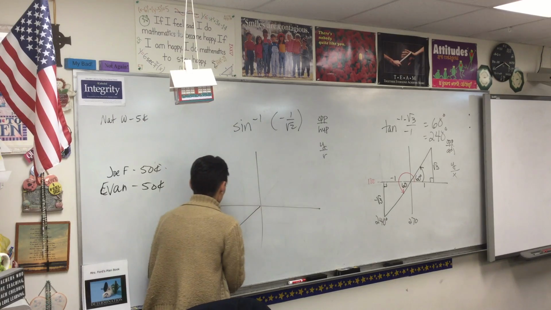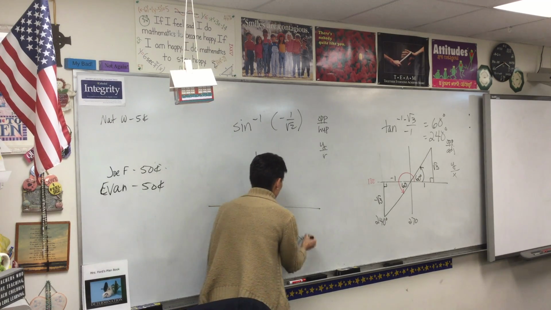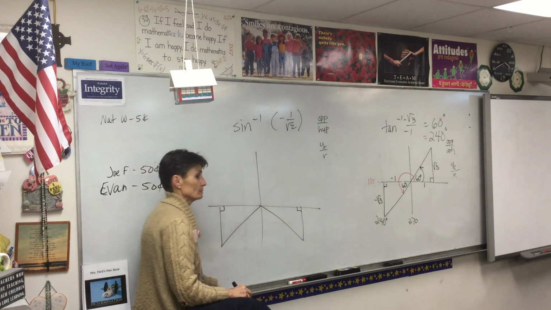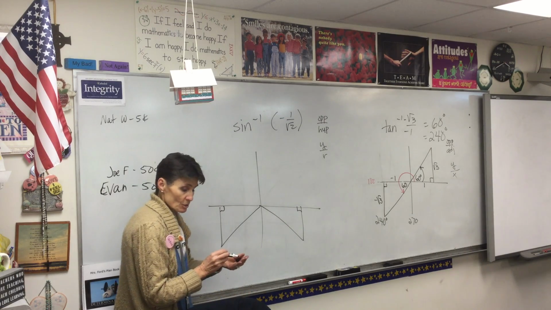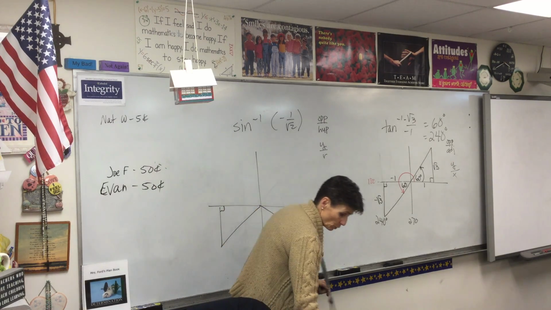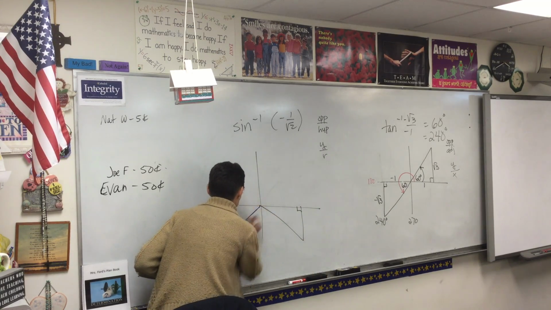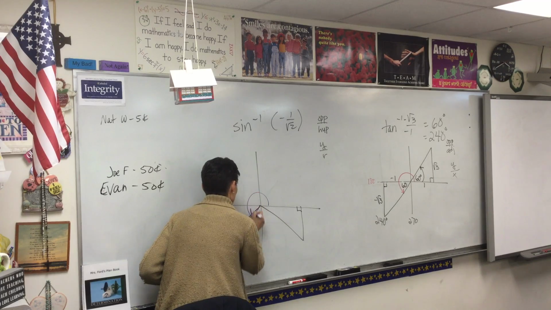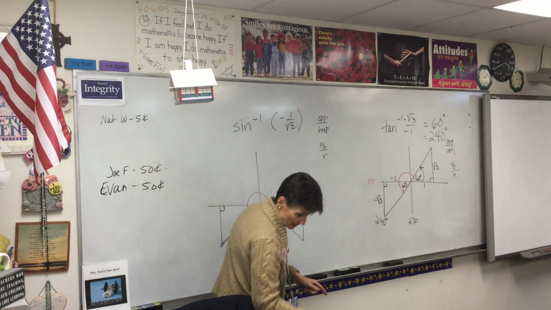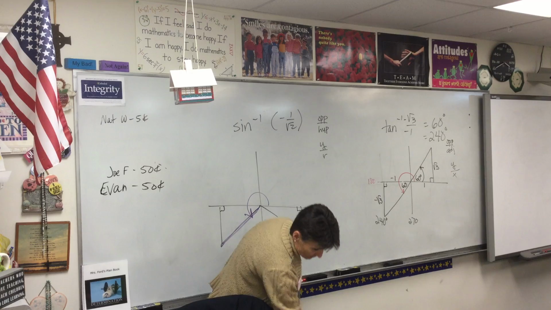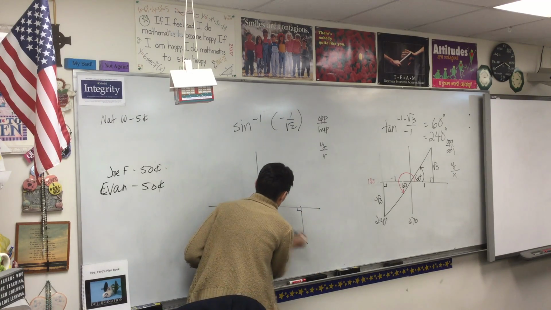So this time, my two triangles are here. So the angles that I am looking for are this one. I need to find this angle. And I need to find this angle.